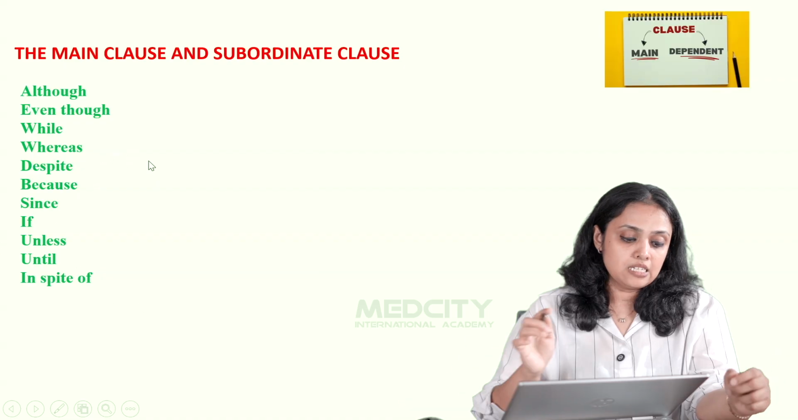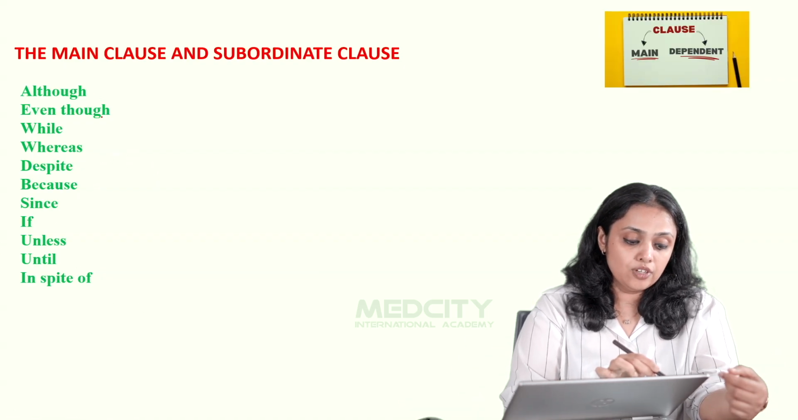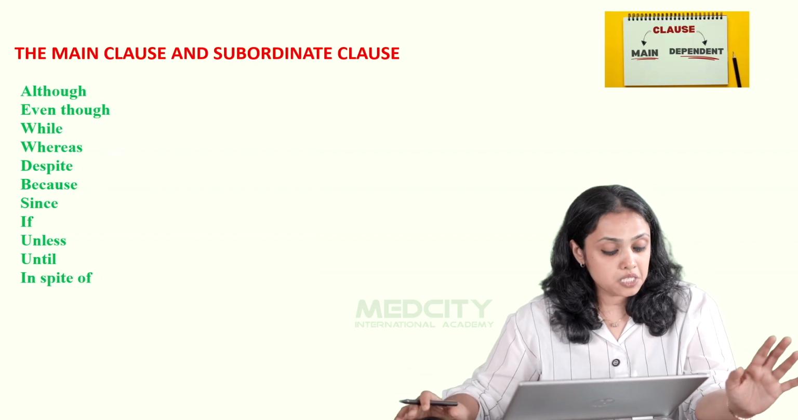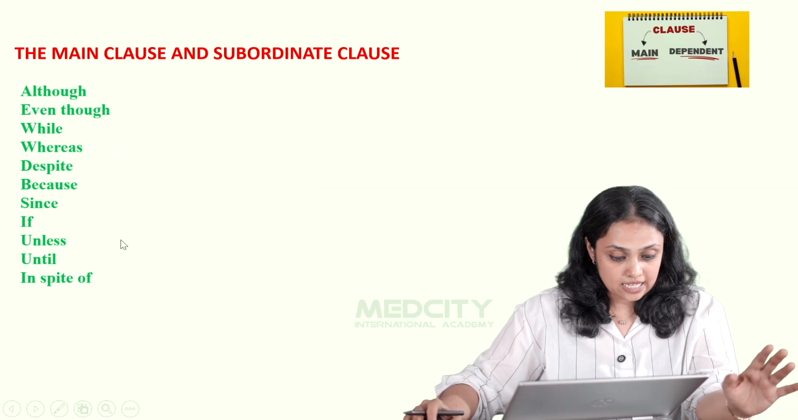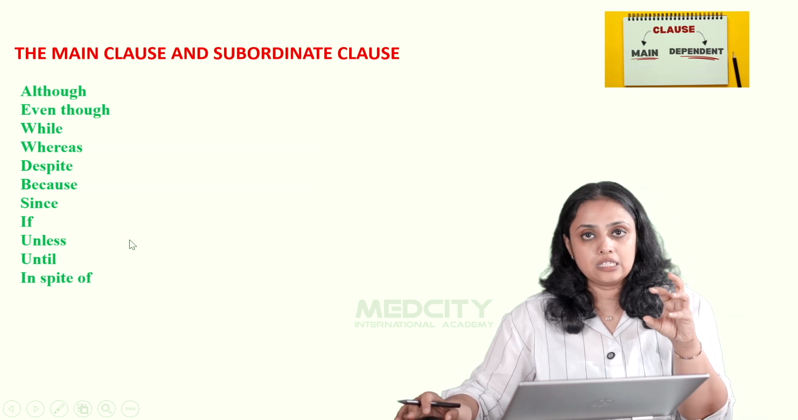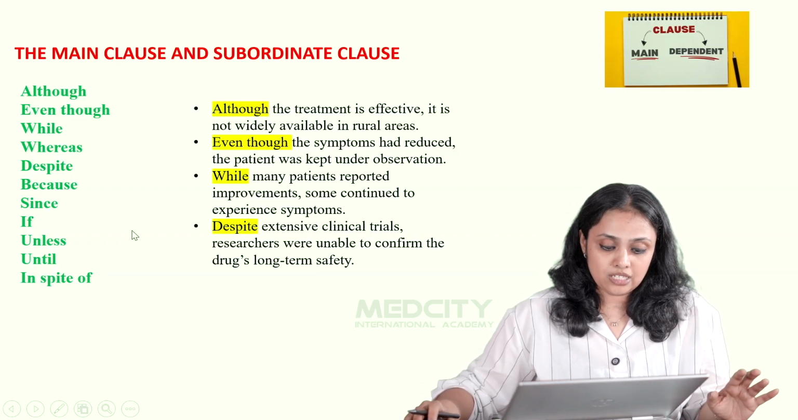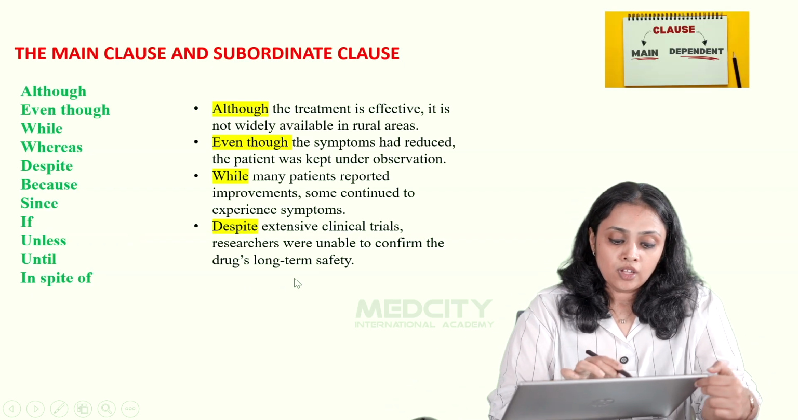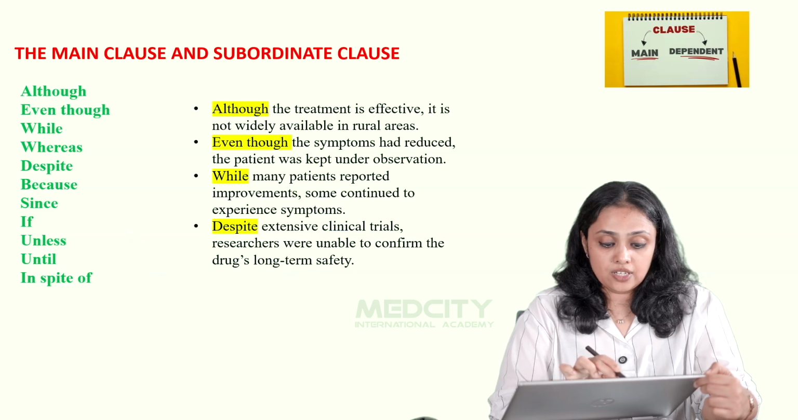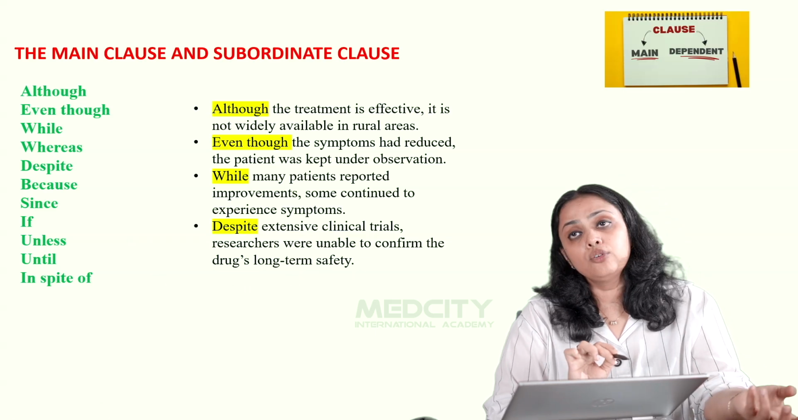Now in complex sentences, you'll have words like although, even though, while, whereas, despite, since, in spite of. All these words will be present in a complex sentence. Now let's look at a few examples. Although the treatment is effective, it is not widely available in rural areas.